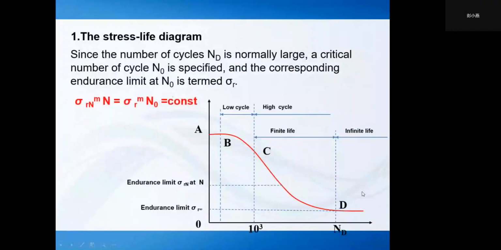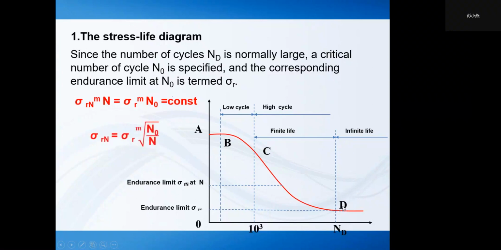And beyond point D is an infinite life state. The material can withstand load without failure. The number of cycles is infinite. This stress is called the fatigue limit, or endurance limit, sigma R infinity. Since the number of cycles N D is quite large, a critical number N0 is selected.